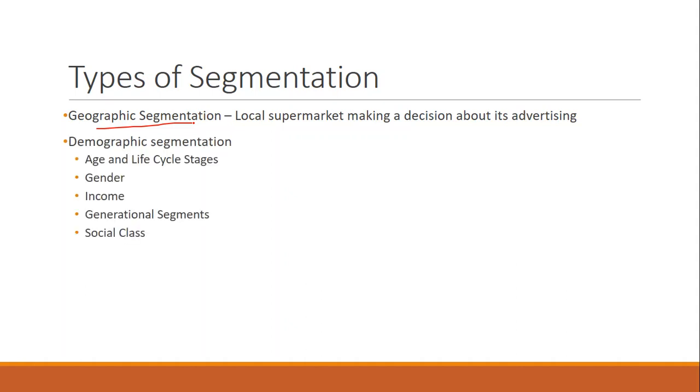However, that's not all. There's also demographic segmentation. Within this, there are a lot of subcategories: age and life cycle, gender, income, generational segments, social class. It could be n number of things on the basis of which you decide to segment your market. Each one of these has its own advantages as well as disadvantages. For example, take income. Income gives you a very good idea of the buying capacity or purchasing power of a consumer. However, it does not tell you whether or not that customer will be interested in your product. For that, you have to go into psychographic profiling of the customer.